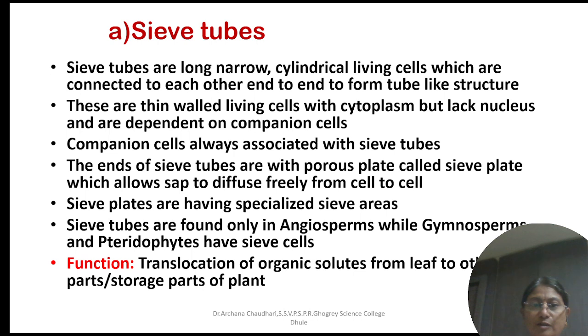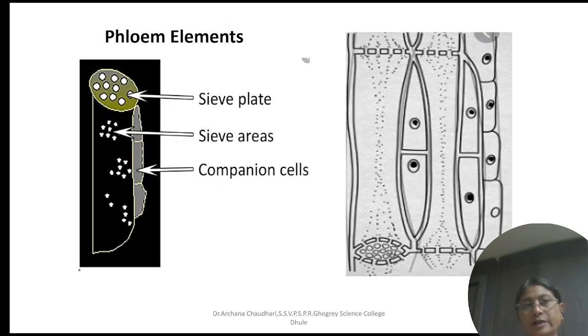Function. The main function of the sieve tube is translocation of organic solids from the leaf to other parts or the storage parts of a plant. The diagram shows this particular sieve plate. See that elongated sieve tube having a sieve plate on its oblique end wall. This is a mesh-like structure and a companion cell is always associated with it.